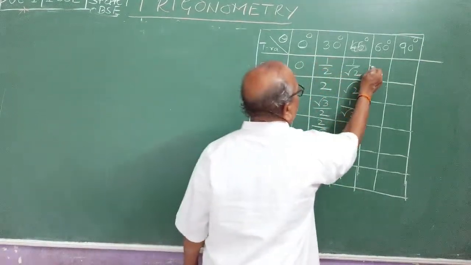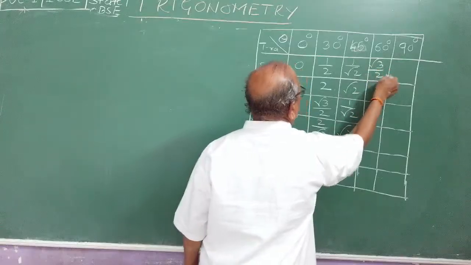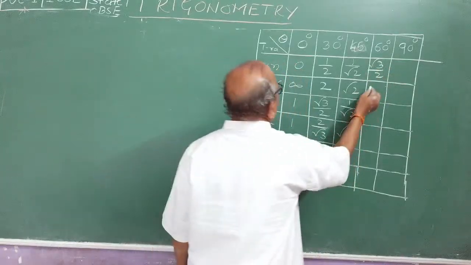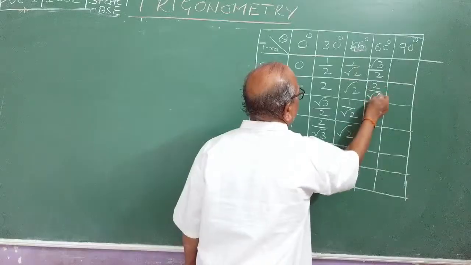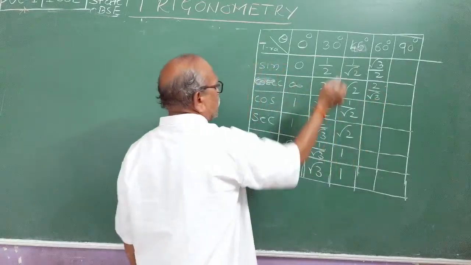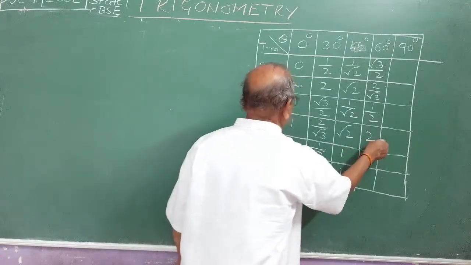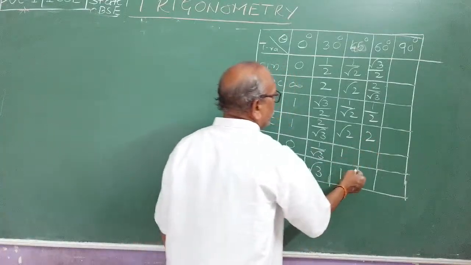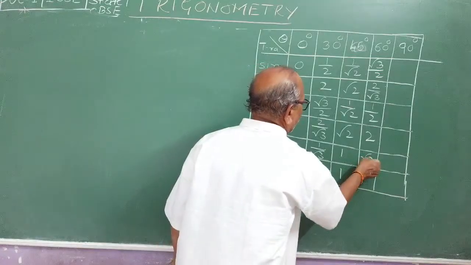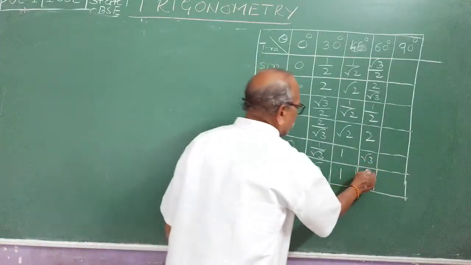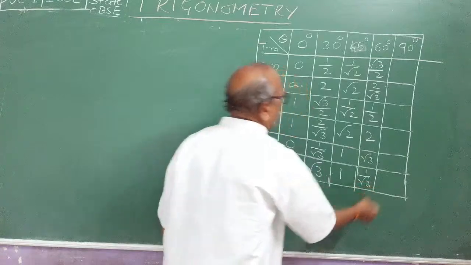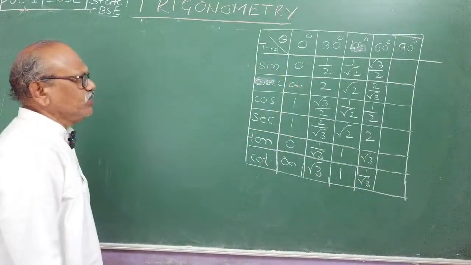Sine 60 degree, root 3 by 2. Cosec 60 degree, 2 by root 3. Cos 60 degree, 1 by 2. Sec 60 degree, 2. Tan 60 degree, root 3. Cot 60 degree is 1 by root 3. All trigonometric ratios of 60 degree we wrote.